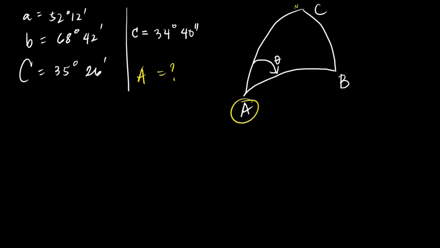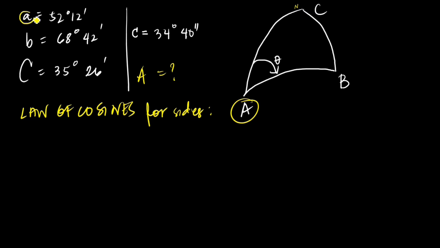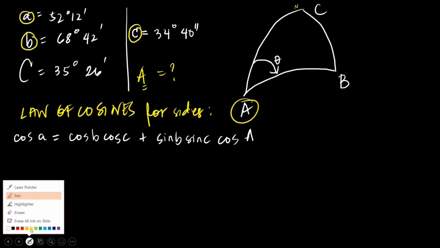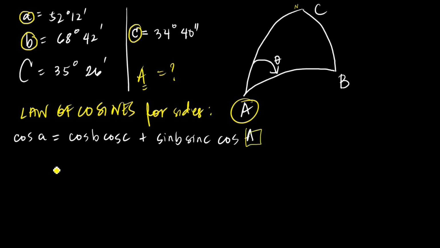With this, we're going to stick with the law of cosines. Is it for angles or for sides? It would be for sides. Why? Because we have the measure of the small a, the measure of the small b, and the measure of the small c. And what we need is the big A. In this case, we're going to make use of the first formula. That is cos a equals cos b cos c plus sin b sin c cos of the big A. Remember, what we need here is the big A. Okay, so let us derive. So we have cos A.